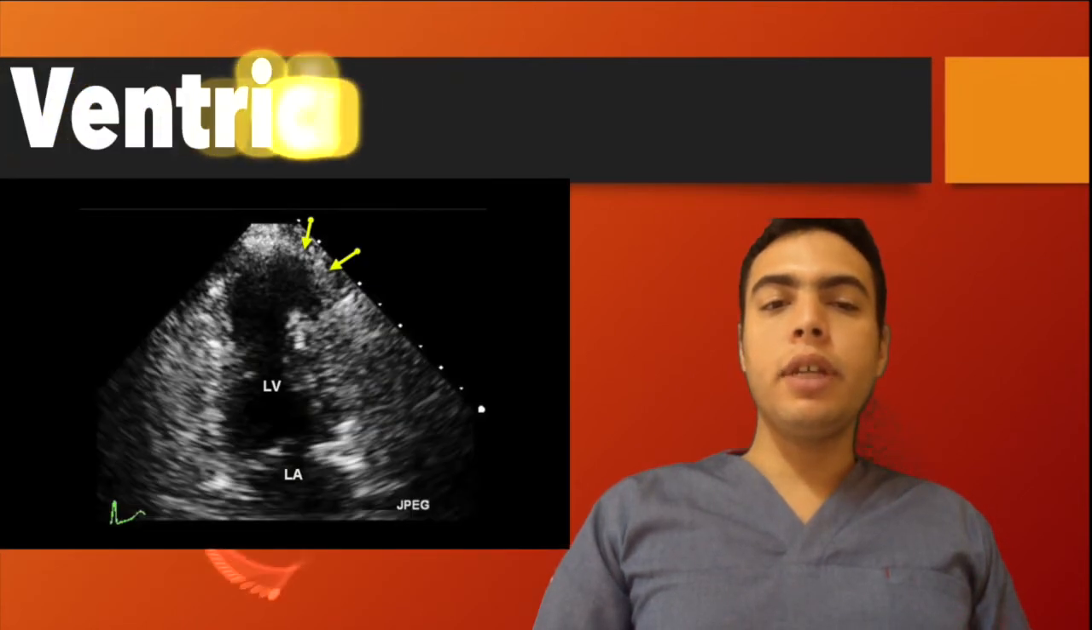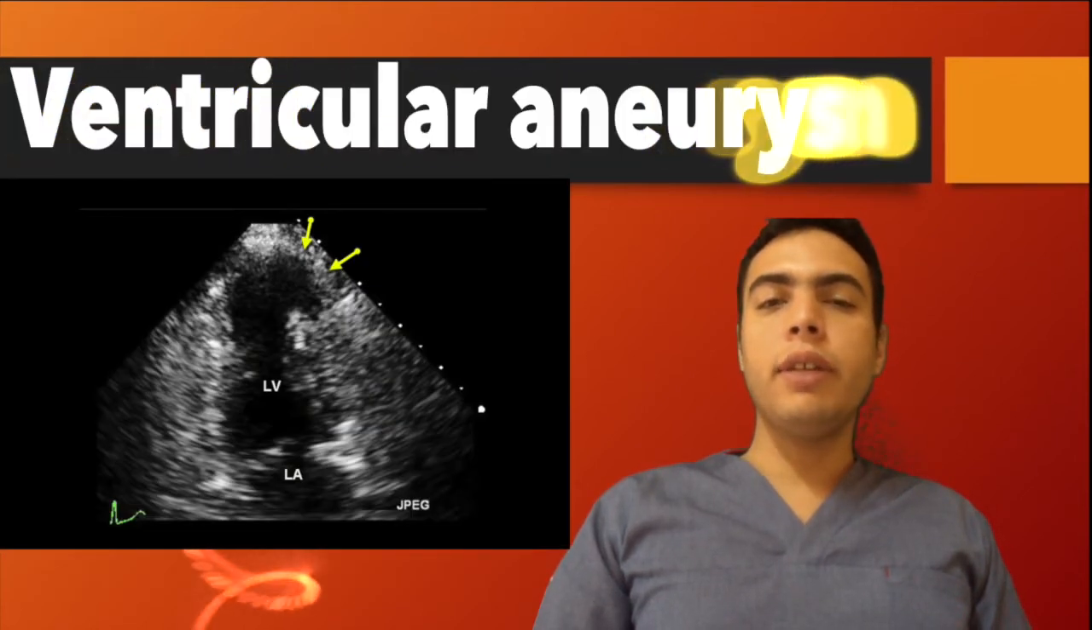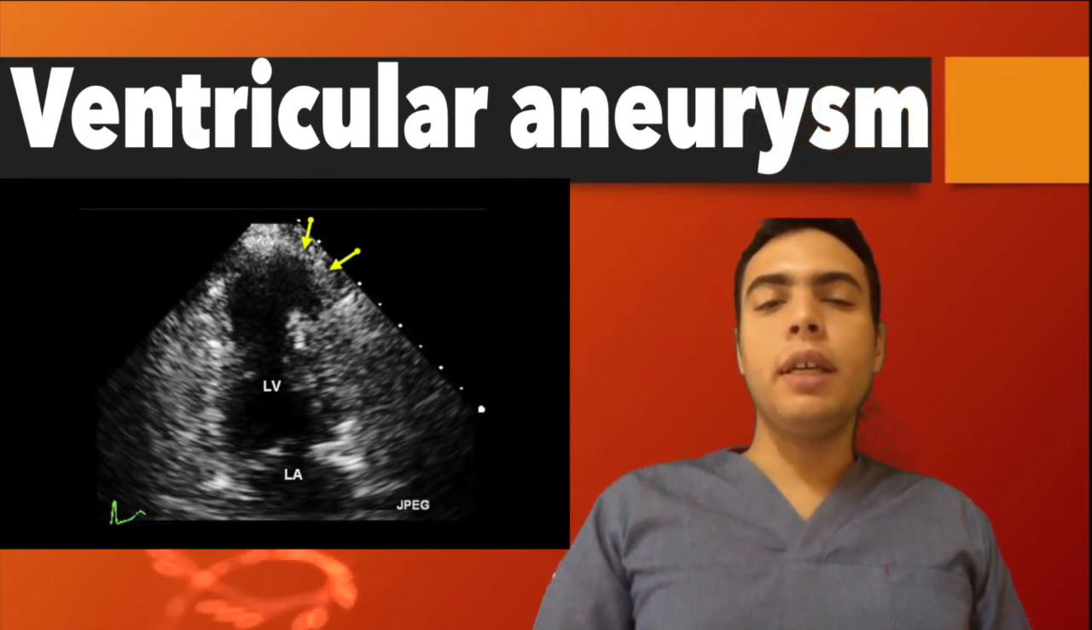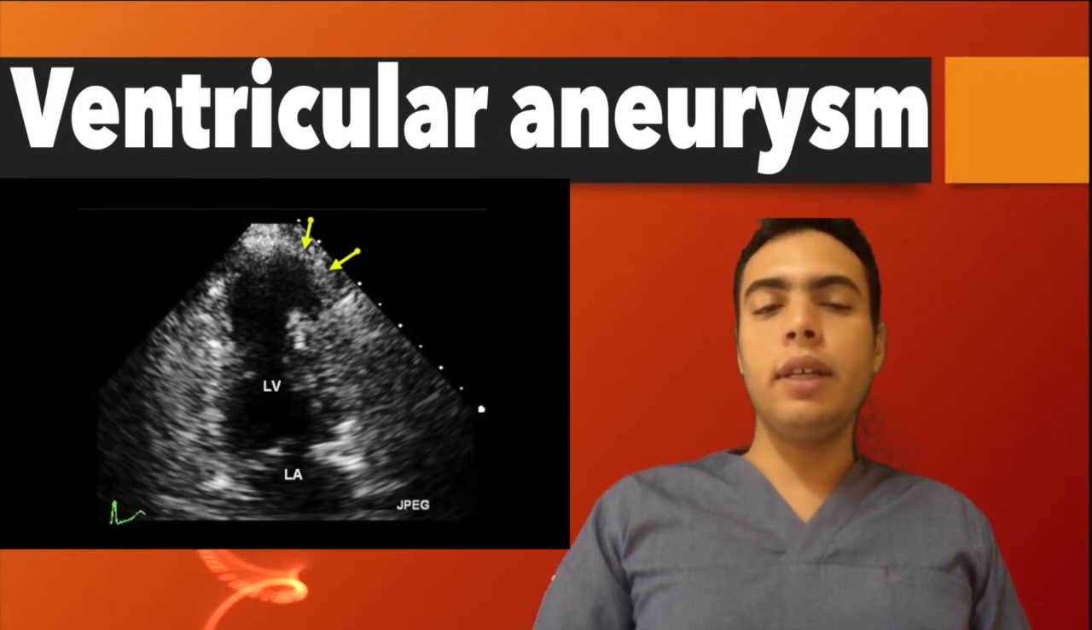Here is a ventricular aneurysm. The ventricle has an aneurysm. Actually, in ventricular aneurysm, you may use a color Doppler to view the blood entering the ventricular aneurysm and filling it.